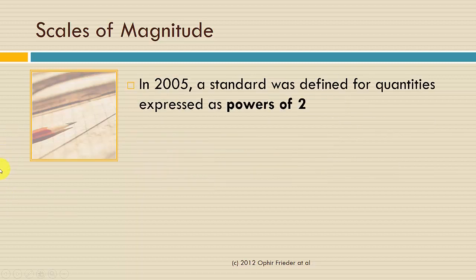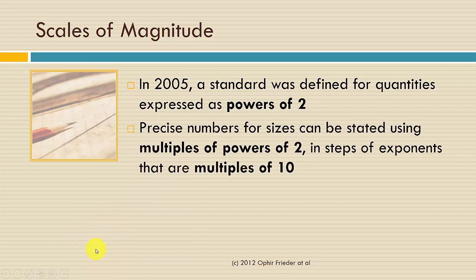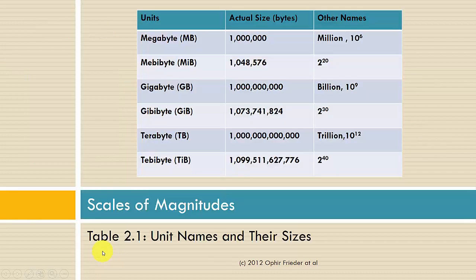So when we start talking about scales of magnitude, we're really looking at how we define quantities on a computer system. Precise sizes can be stated using multiples of the power of 2, but a lot of times we use multiples of 10 just because it's easier and it's close enough. Here we can see units and their sizes, and there are names based on 2, but these typically aren't used. You may have never seen a lot of those before. But typically we use those sizes that are close enough.